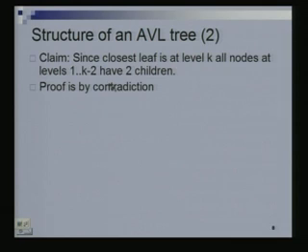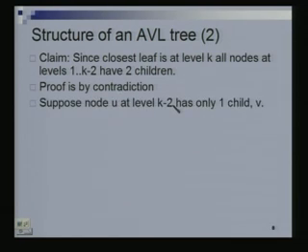So what do we want to contradict? Let us take some node at level k minus 2 which has only one child, right? This is the picture. I have a node u at level k minus 2, and it has only one child, which is at level k minus 1. I have shown a node at level k minus 2, but the same argument would apply to any node at levels 1 through k minus 2.